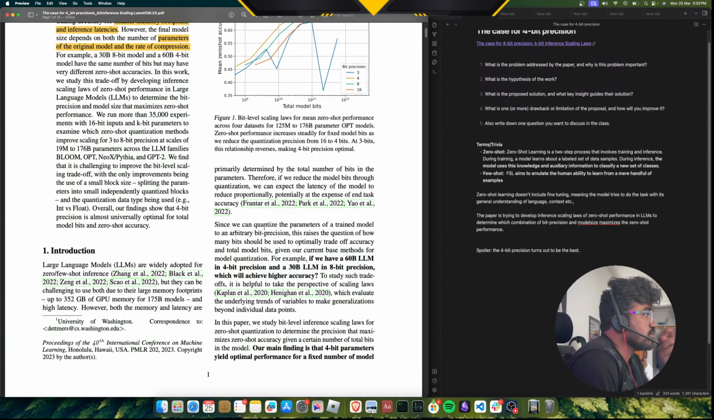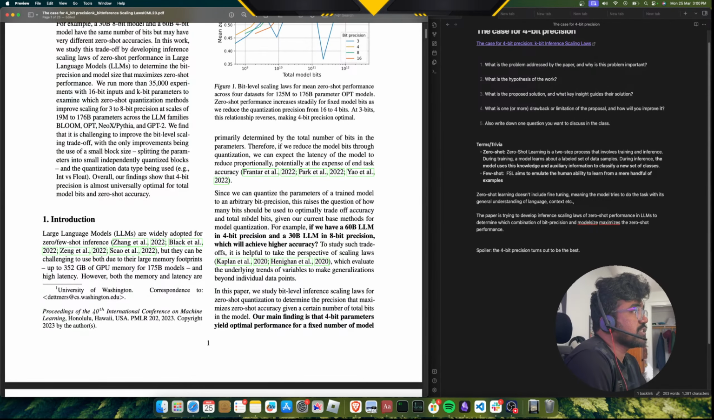So, a model's size and its latency depend on how many parameters it has, and in turn, how many model bits it needs to store all these parameters. So if we can reduce the number of bits per parameter using quantization, we can expect the latency of the model to reduce proportionally, but at the expense of end task accuracy.